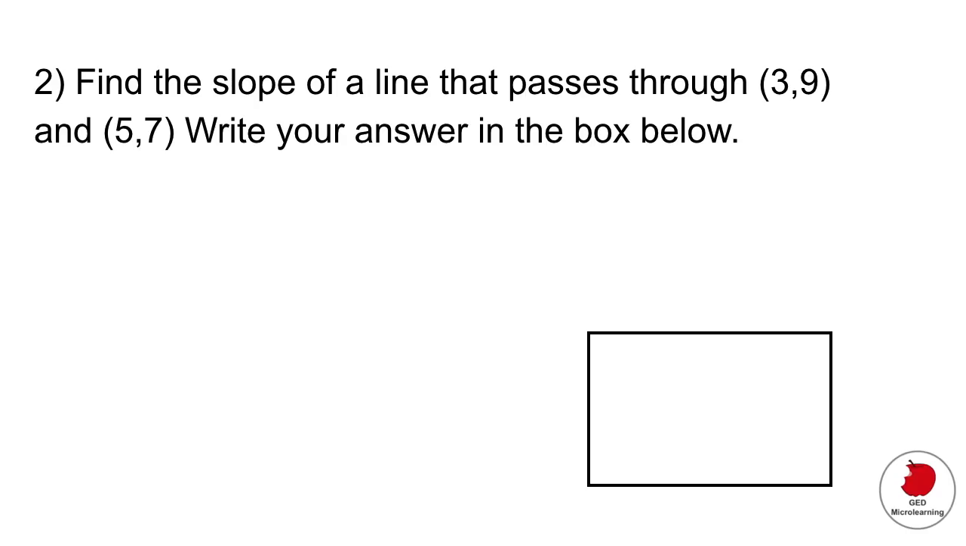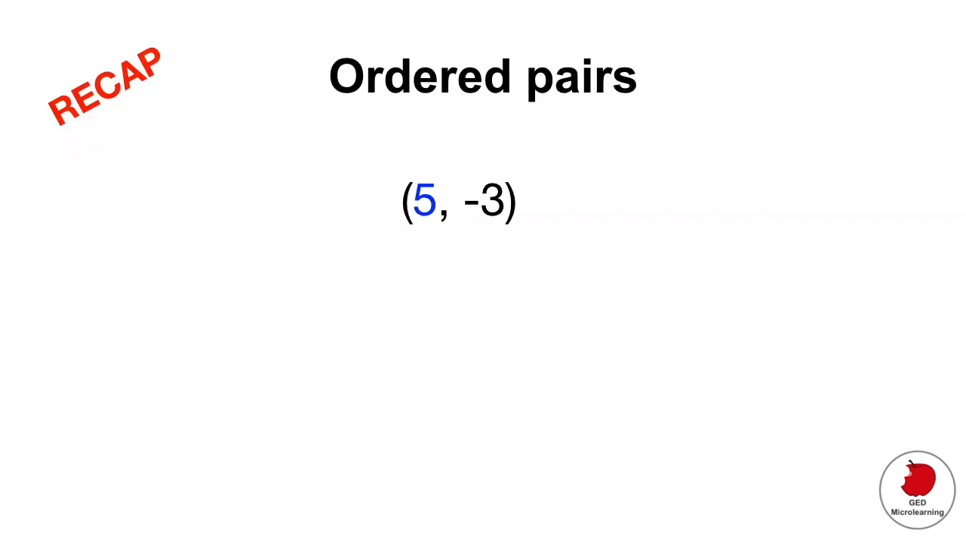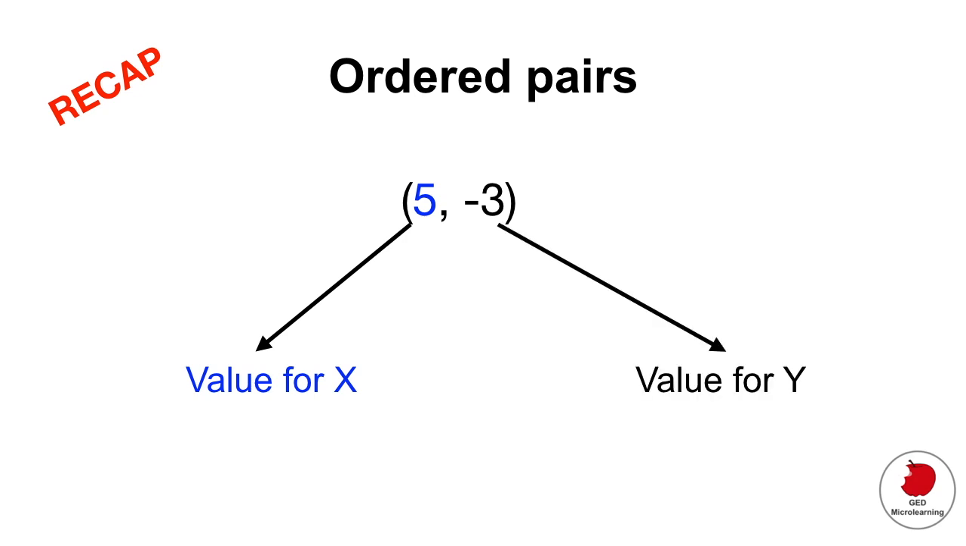Question 2 looks at how you find the slope of a line when they give you a set of ordered pairs. So here it says, find the slope of a line that passes through 3, 9 and 5, 7. Write your answer in the box below. What you have to realize here is that whenever you get these two numbers in parentheses, what they're giving you is a set of ordered pairs. And ordered pairs are nothing else than the coordinates for a point. So the first of those numbers, in this case the 5, is the value for the x coordinate, and the -3 in this case is the value for y.